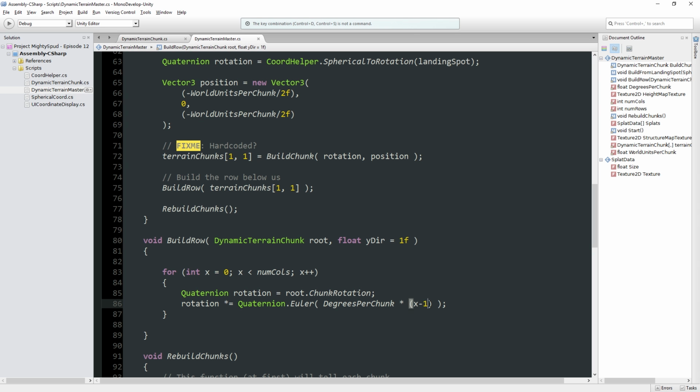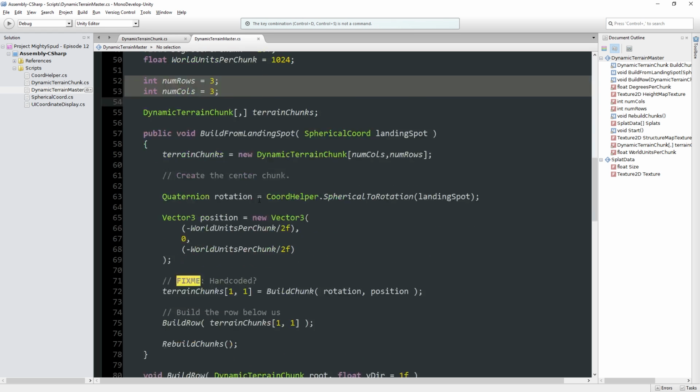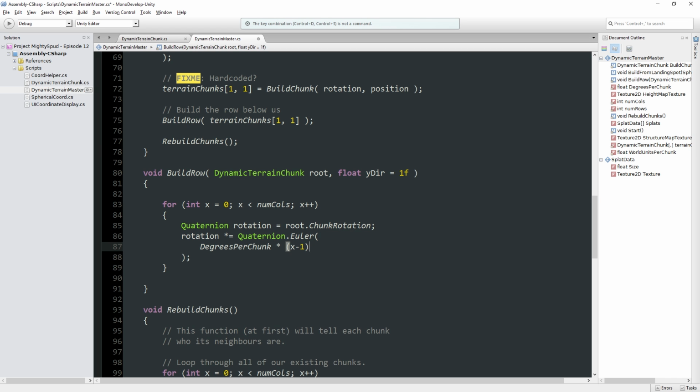Again, we're hard coding some stuff in. This one part, we're just assuming, hard coding based on the number of rows and columns, right? So what this will do is when x is equal to 0, we're going to be rotating by -1 degrees. When x is equal to 1, which is in the center column, we're going to be rotating by 0 degrees, right? Because this is going to be x minus 1. The 1 minus 1 is 0. Degrees per chunk times 0 is 0, so we're not going to be rotating. And then when x is equal to 2, which is the right side, then we're going to be rotating by positive degrees. Again, it's possible that the direction might be inverted here. I might be getting that wrong.